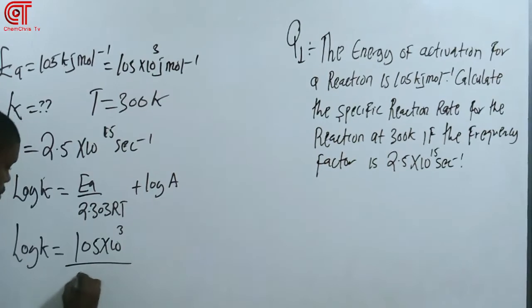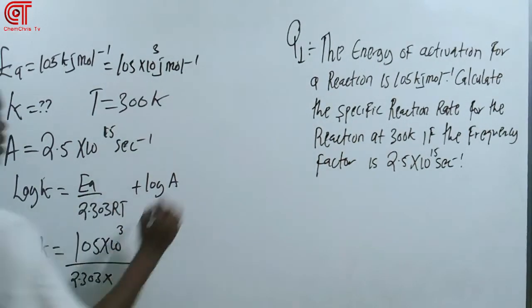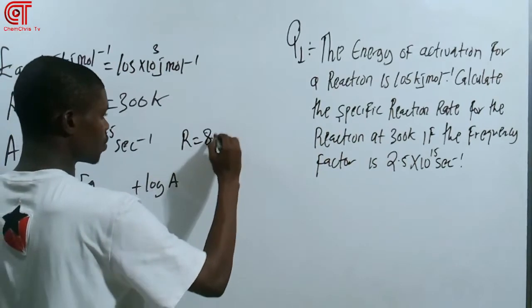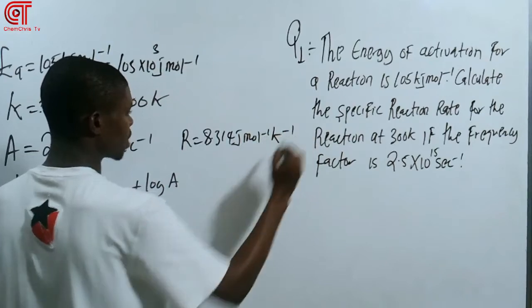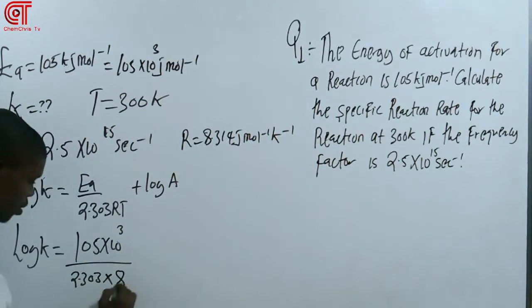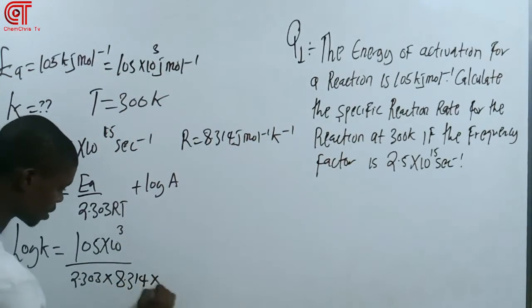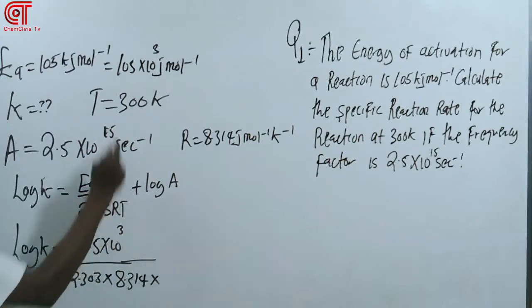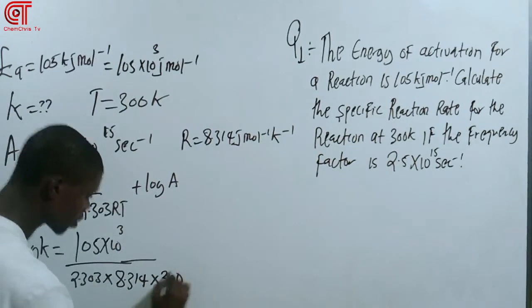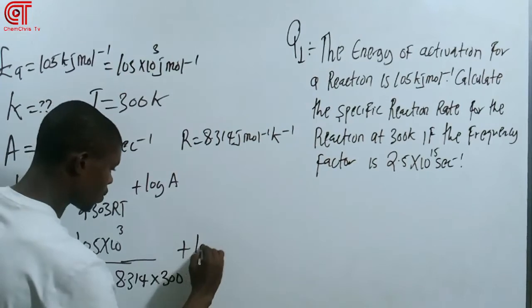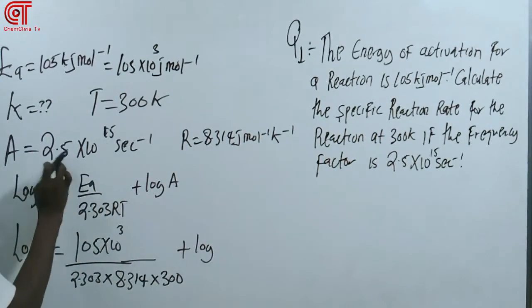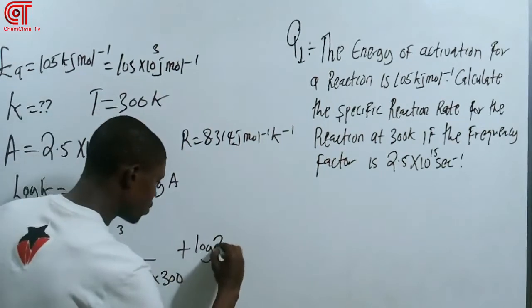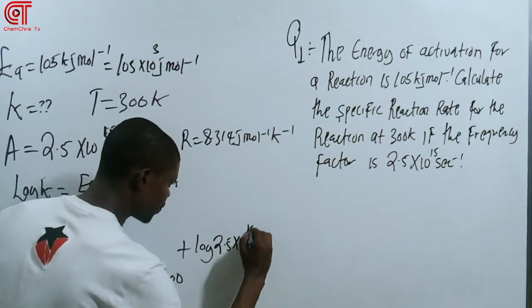Here we are over 2.303 times R. Remember, R over here is the gas constant, which is 8.314 joules per mole per Kelvin, right? So it's going to be 8.314 times my T, which is 300, plus log A. A is 2.5 exponential 15. 2.5 exponential 15.